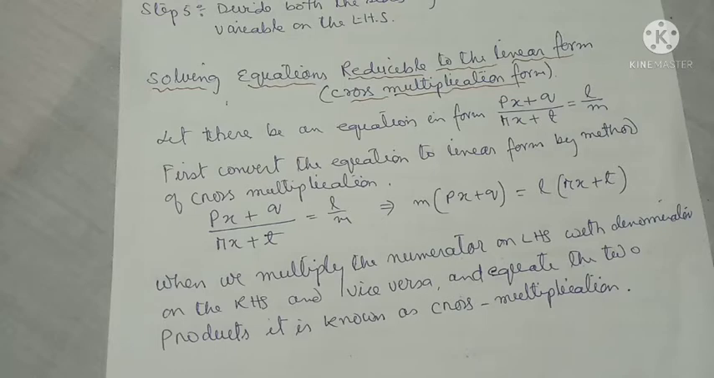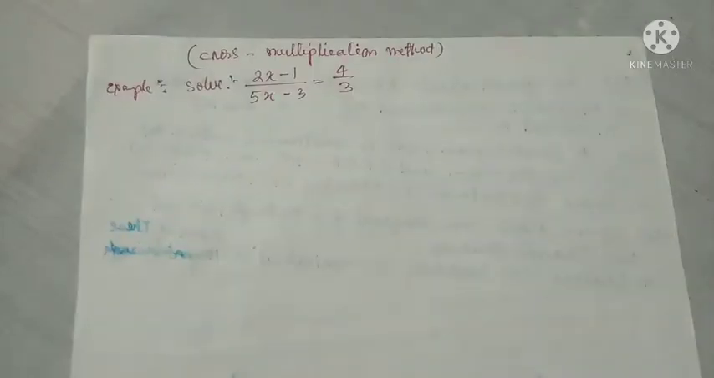How to solve the equation: first you have to form the linear form by means of cross multiplication, and then after that you have to find the solution of the given equation. Okay, let's see the example. This is the cross multiplication method. We have to find the solution by using the cross multiplication method.